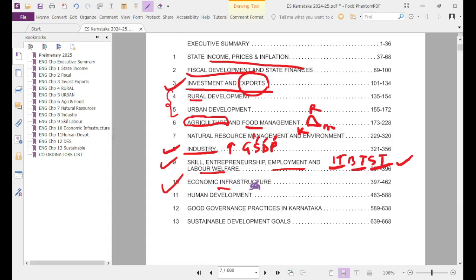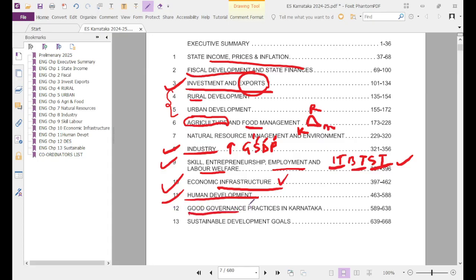Economic infrastructure, what are the government's plan and performance in spending on capital investment, which is infrastructure development for the right investments to come into India. Then human development, how is Karnataka faring with other states in terms of catering to human resources, especially the working age population, youth, and skilling and making valuable human resource to add value to the economic atmosphere within Karnataka.